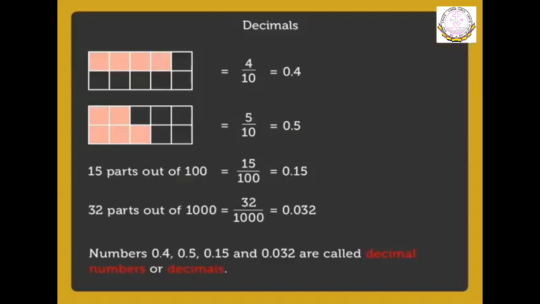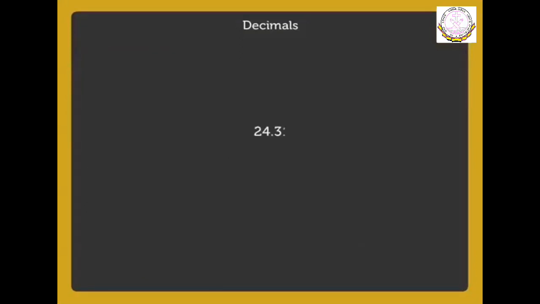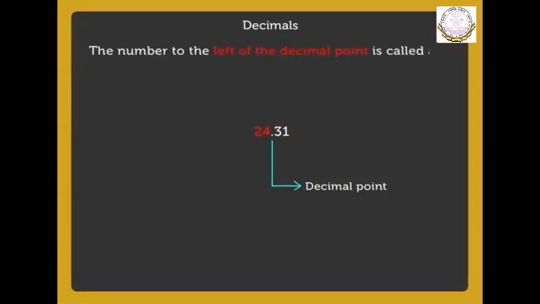Let's understand more with this example: 24.31. Here 24 and 31 are separated by a decimal. So we can read it as 24.31. This point is termed as the decimal point, and the number to the left of the decimal point is called the whole part or integral part.